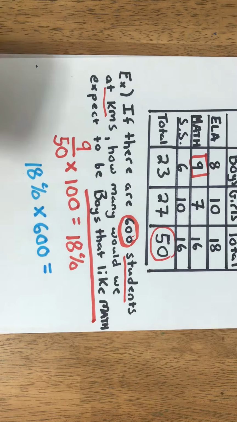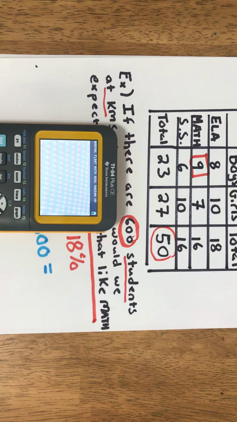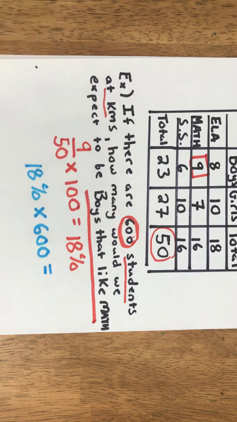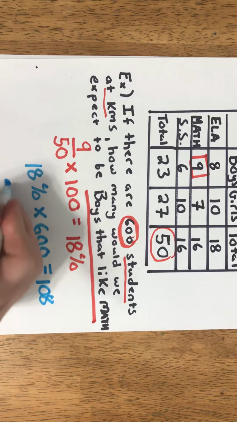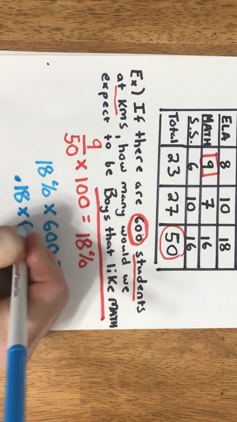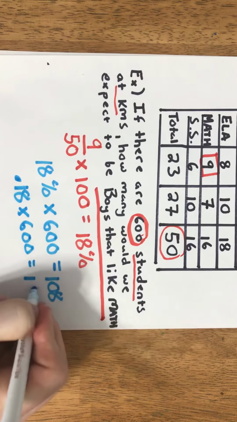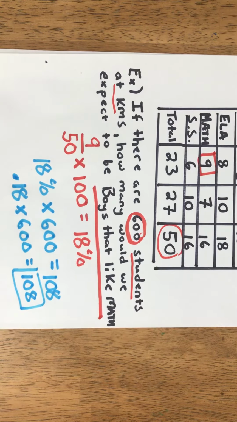So I can type that into my calculator real quick here. When you put this into your calculator, to put percent in, you just do 0.18. You move that decimal 2 spots over. So 0.18 times 600, and I'm going to get 108 students. I'll write that out again for you so you can see it. 18% is the same as 0.18 times 600, which is equal to 108 students. So that would be our answer for that one. All right, let's try one more quick example here.